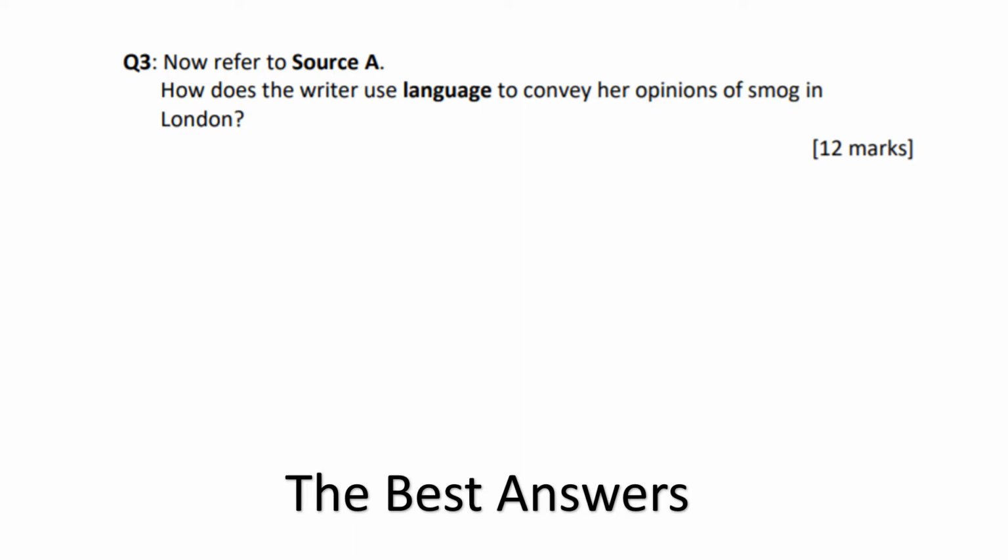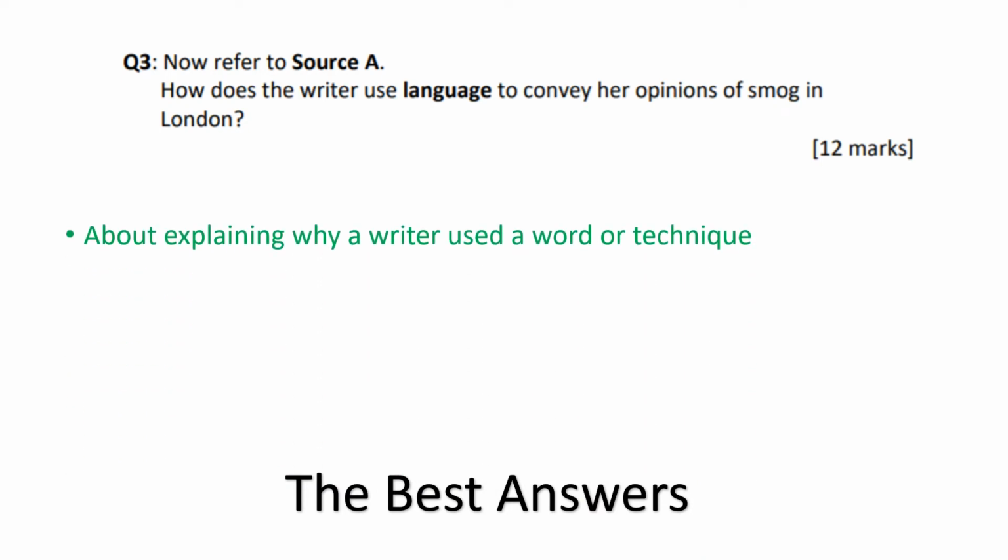Okay, so now we've got all that out, what is it expecting you to do? Well, it's explaining. Explain why the writer used a word or technique. Now, you're starting to see a bit of a picture, because on question 2, it was about explaining an inference. Here, it's about explaining a word or technique. So we're more bothered about your explanation. Yes, you do have to spot a word or a technique, but where we give you the marks is all about the explaining and not the spotting.